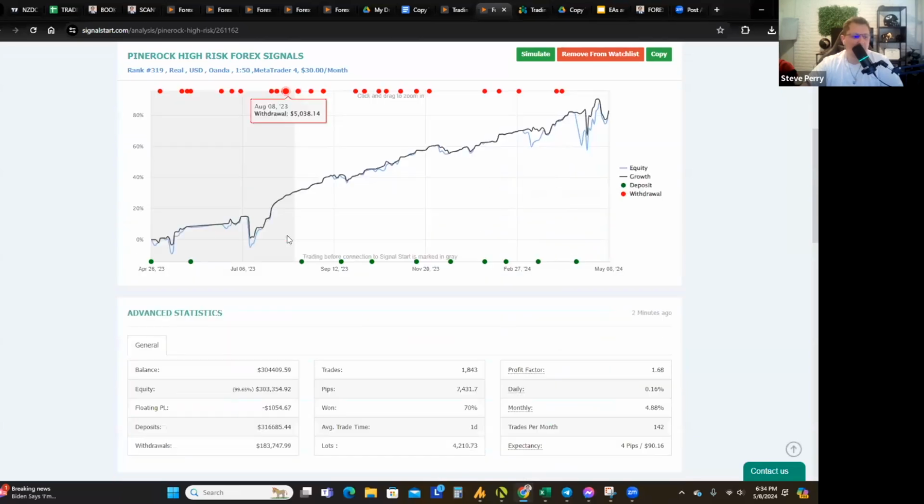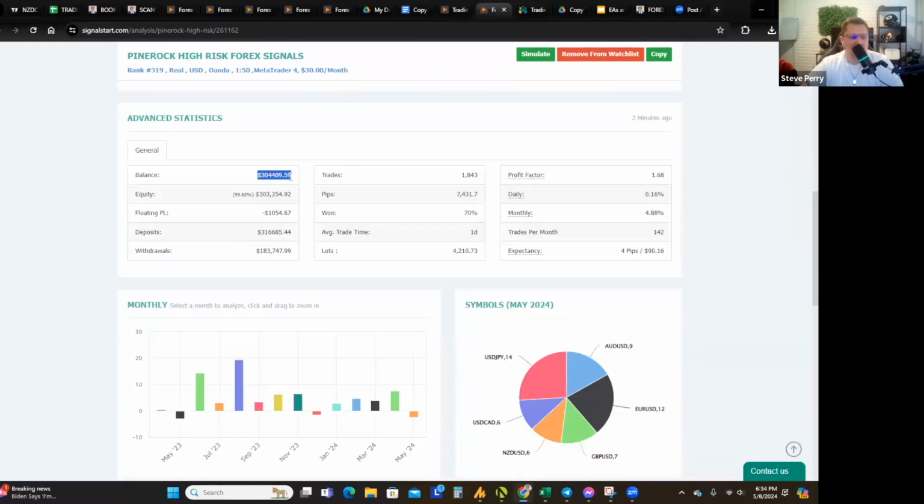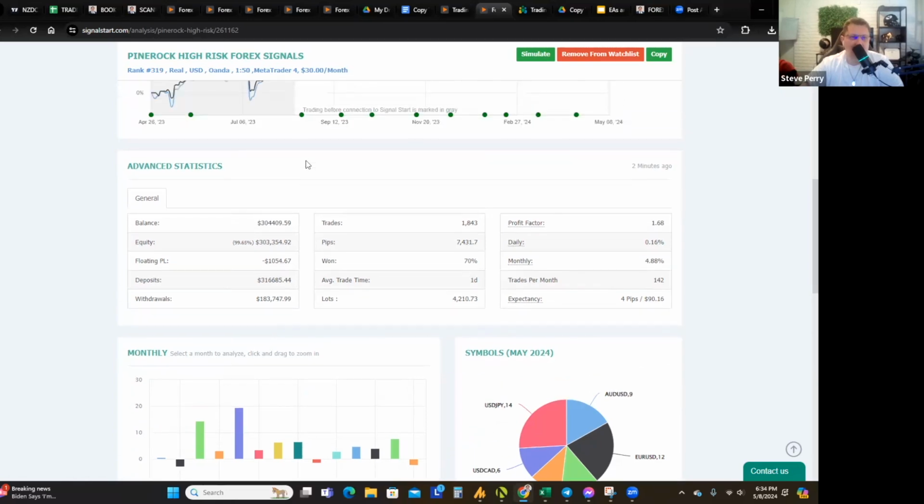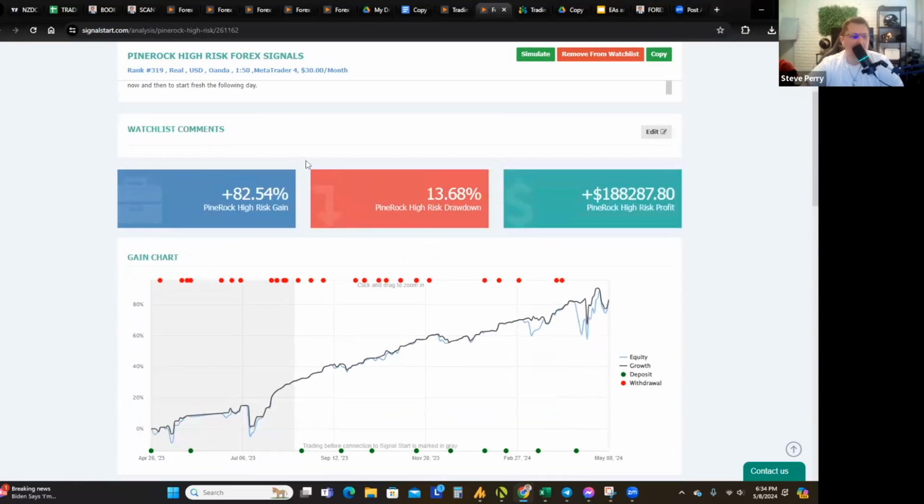But one of the things I like about these guys is they have $304,000 in their account balance. Okay, so they have a lot of money invested. So they obviously believe in what they're doing. And so I took a little bit of a chance on these guys a little bit earlier because I saw how much money they were investing. And I was like, okay, these guys obviously are pretty good.